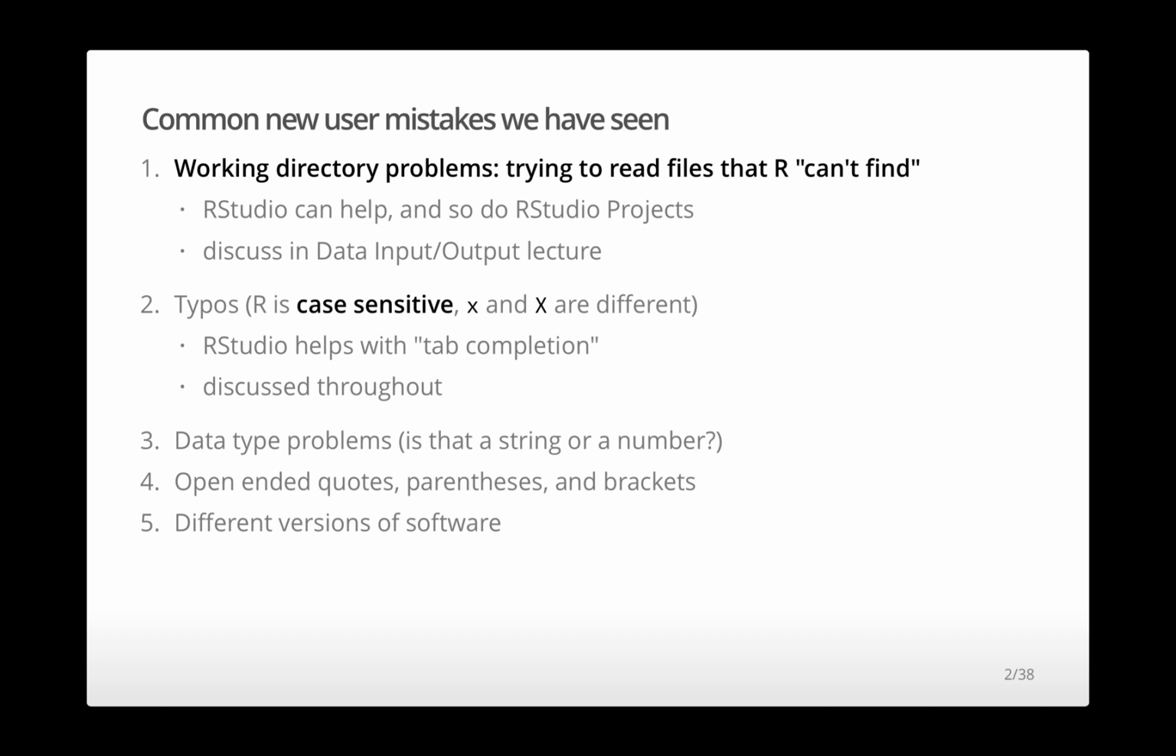All right, so again, new user problems usually. Working directory problems. If you understand working directories and you try to read a file in and it says, I can't find that file, 9 times out of 10, it's just the path is specified incorrectly, or you have some sort of typo, or some sort of case sensitivity problem. You thought you typed the name right, you didn't, like an X was a capital versus a lowercase or something like that, and the file name was just a different file name. RStudio can help, and so do RStudio projects. I will show you that in a minute. So we're going to discuss that. That is in this lecture.